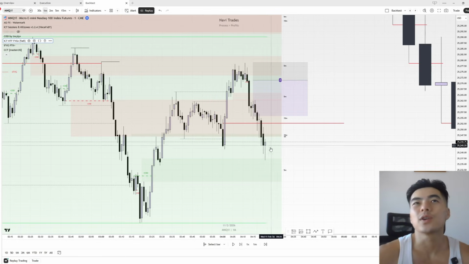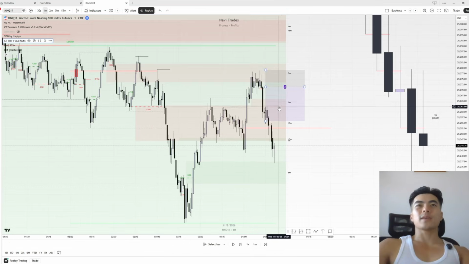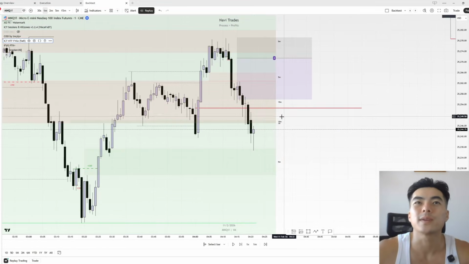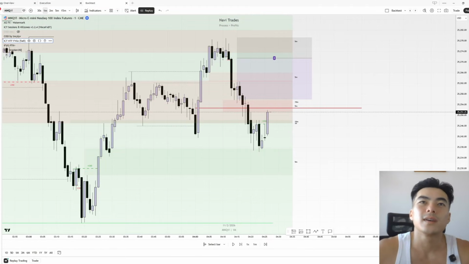Sure, there are some green FEGs, but for me, just from visually looking at that, it doesn't really look like they overpower the red ones. So I'm happy to take that. So that's +2.